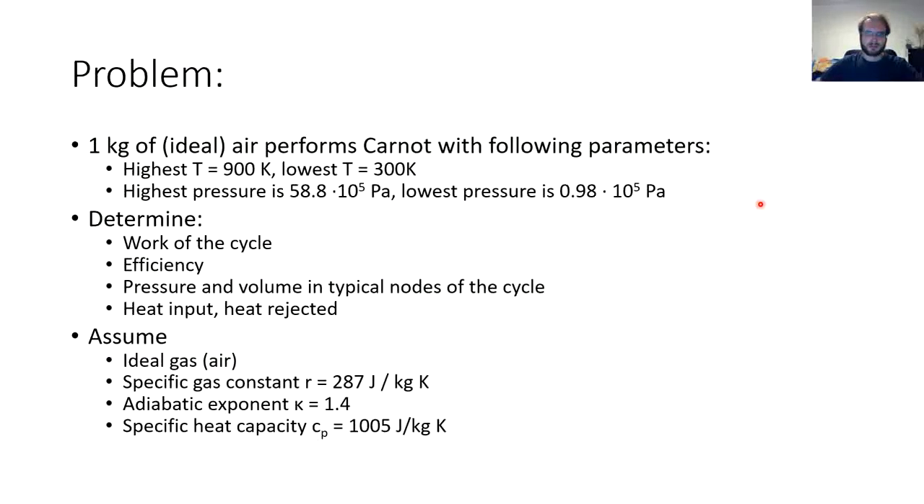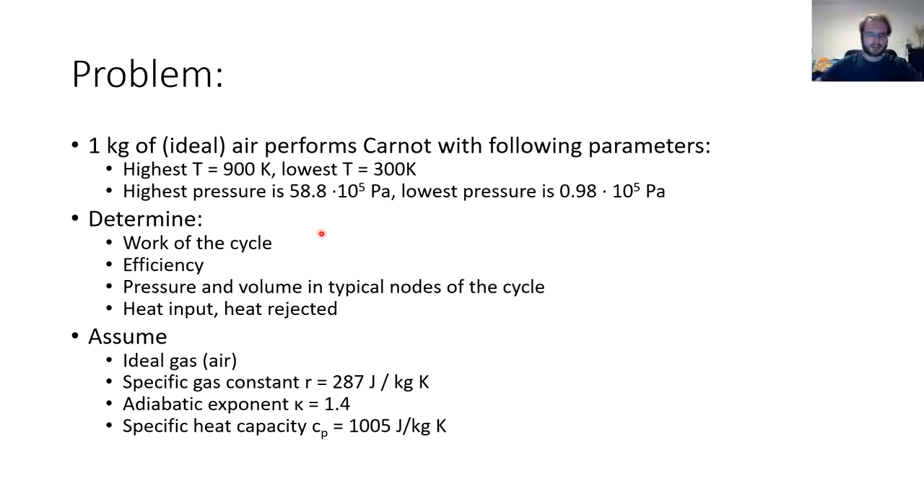Now let's go to a problem which we will calculate. We will have 1 kilogram of ideal air which performs a Carnot cycle with the following parameters. We have given the highest temperature of 900 kelvins, lowest of 300 kelvins, and we have also the pressure levels, the maximum pressure being 58.8 times 10 to the 5 pascals, and lowest pressure 0.98 times 10 to the 5 pascals. This means roughly 1 atmosphere.